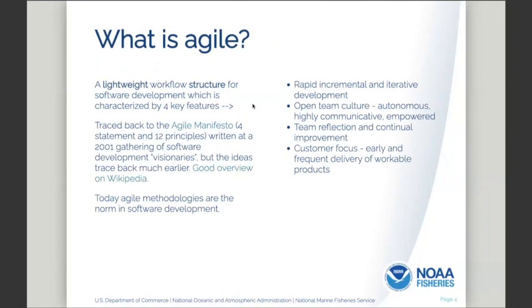Okay, so what is Agile and why is it different? Agile is a lightweight framework for software development. So this term Agile came from the software development industry. It's now used much more widely, but that particular term came from software development, even though these ideas themselves did not originate in software.